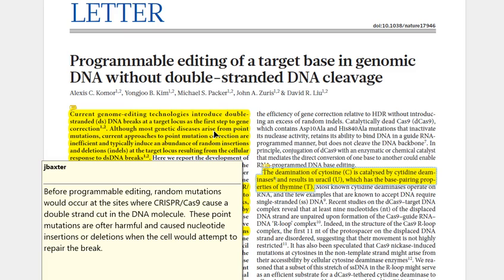And here's my note that before programmable editing, random mutations would occur at sites where CRISPR-Cas9 caused a double-stranded break in the DNA molecule. These point mutations are often harmful and cause nucleotide insertions or deletions when the cell would attempt to repair the break. So that's the history of CRISPR-Cas9 before it became this targeted base editing tool.